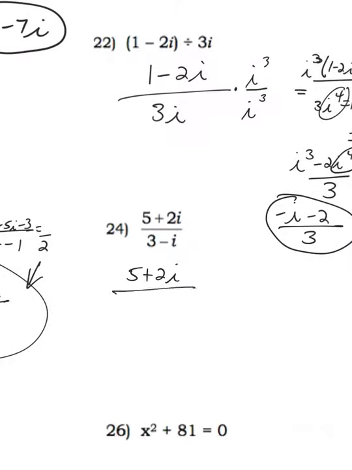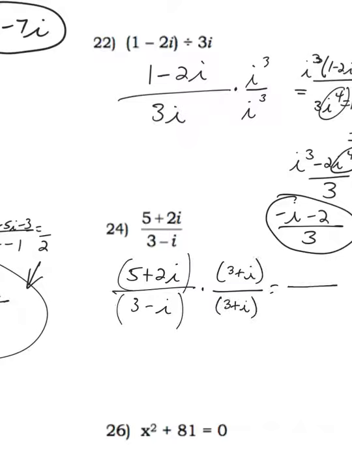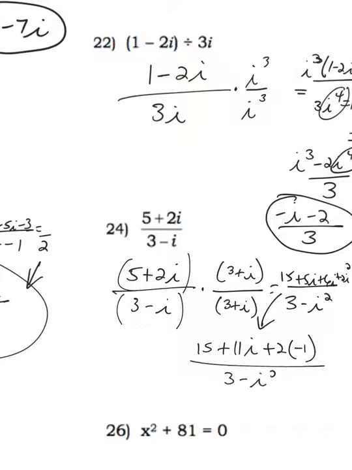Conjugate. It's my favorite word right now. The conjugate of 3 minus i is 3 plus i. On the bottom, I'm going to end up with (3 minus i) squared. On top, I'm going to have 15 plus 5i plus 6i plus 2i squared. 15 plus 11i plus 2 times negative 1, all over (3 minus i) squared.